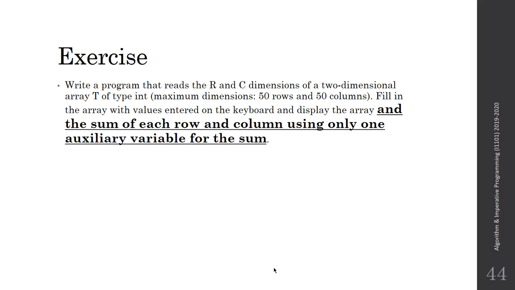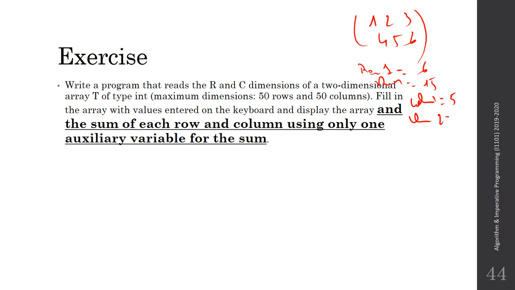So we need to write a program that reads the dimensions of a two-dimensional array. Already done that. Fill the array with values, already done that, and display the array again. And then we need to display the sum of each row and column using one auxiliary variable for the sum. So if we have this matrix, we need to display the sum of each row and the sum of each column. So for example, for the sum of each row, row 1, the sum would be equal to 6, row 2, 15, the sum of column 1 is equal to 5, column 2 is equal to 7, and column 3 is equal to 9. So we need to display all these values, and we should use just one variable sum.